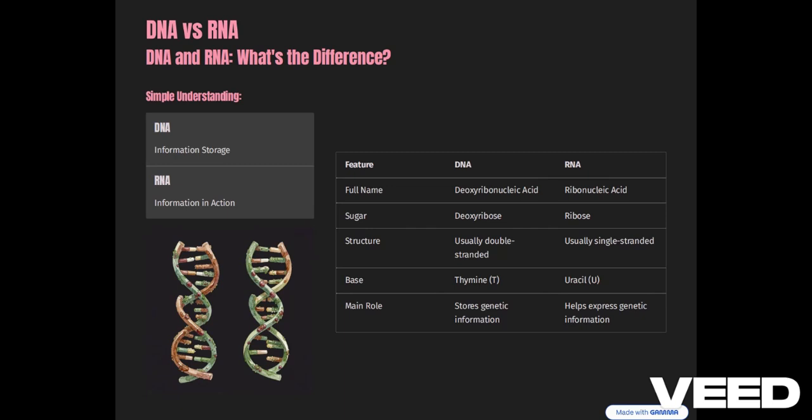We can think of DNA as the long-term information storage system and RNA as the molecule that helps use and express that information. A very simple way to remember this: DNA is information storage and RNA is information in action. This is a simplified explanation, but it helps us understand the basic relationship between DNA and RNA.